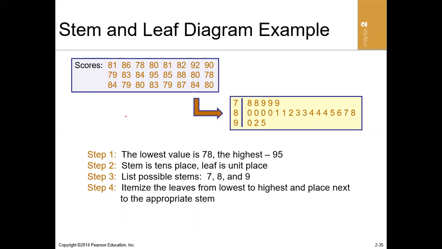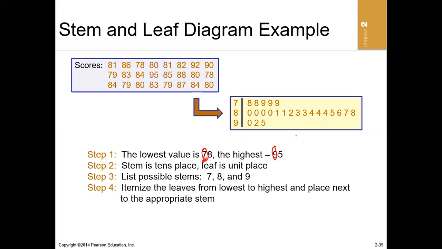In this figure, the lowest is 78 and the highest is 95. One thing you must know is that usually the tens place is the stem, and the leaf is the single unit place. So if my lowest is 78 and my highest is 95, my stems should be between 7 and 9, because the stem is the tens place. So we have 3 stems. The possible stems are 7, 8, and 9.